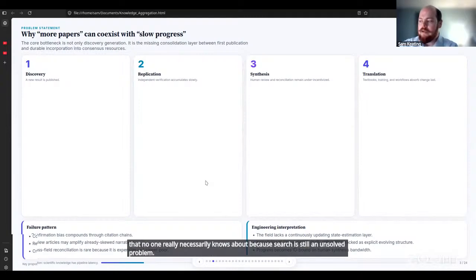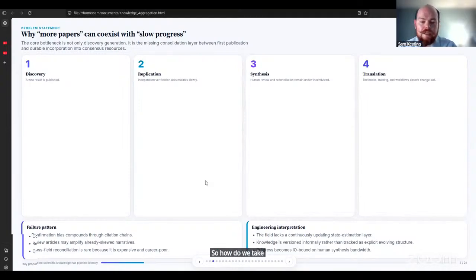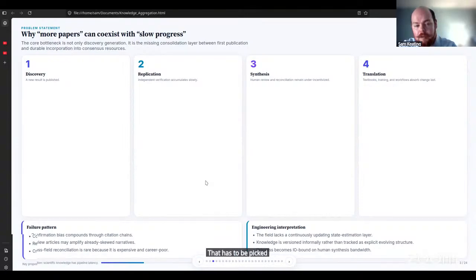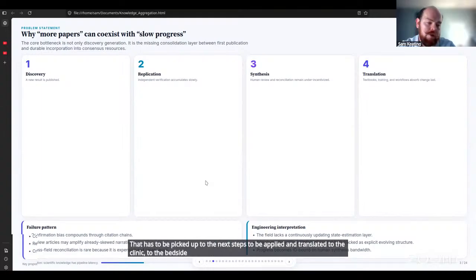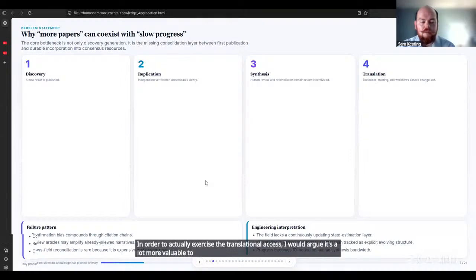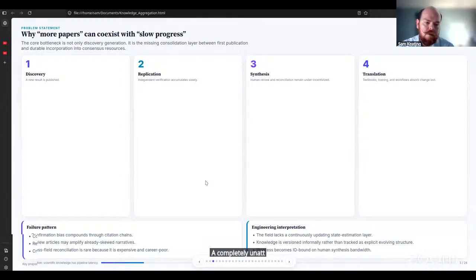So how do we take solution frameworks that have been proposed, or even just knowledge? It might not be an engineering applied framework. It might just be basic science that has to be picked up to the next steps to be applied and translated to the clinic, to the bedside, or some other niche to be translated. In order to actually exercise the translational axis, I would argue it's a lot more valuable to either scale up or automate a completely unattempted problem space.